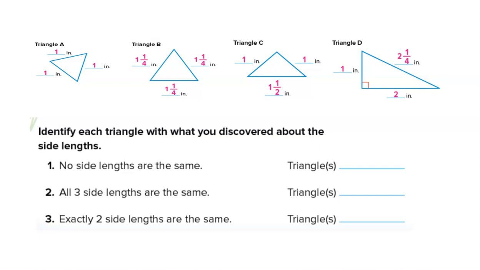Number 3, which triangle has exactly 2 side lengths that are the same? See if you can figure it out. If you said triangle C, then you are correct. So the 2 side lengths that are the same in triangle C are these 2. They're both 1 inch long. But then this bottom side is a little bit longer. This bottom side is 1 1/2 inches long.